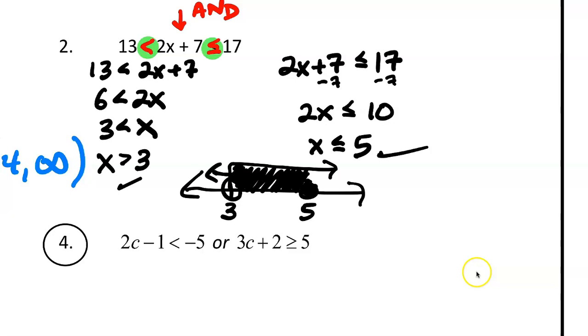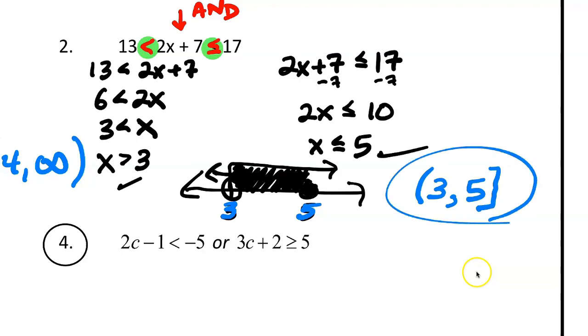And then to write the interval notation, going left to right, 3 is on the left, 5 is on the right. So we want 3 comma 5, where 3 gets a parenthesis and 5 gets a bracket. So this would be our interval notation, and this would be the graph of our solution set.